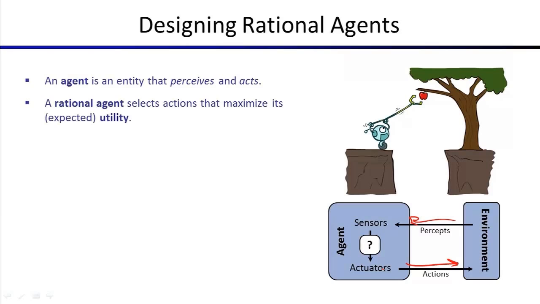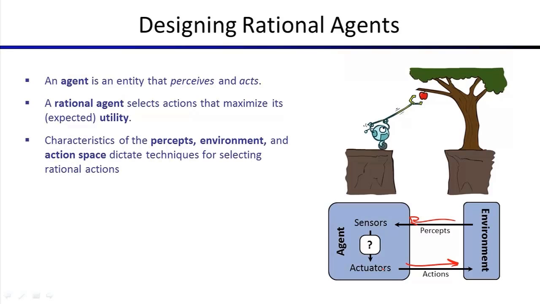Okay, so a rational agent chooses actions that maximize its utility. Since it doesn't know what's going to happen, like this agent's not really sure whether it's going to succeed, we have to talk about expectations. The characteristics of the percepts, the environment, the action space tell us how to solve the problem. If an agent can see everything, that's one thing. If the agent can't, that's another thing. So for example, if you think about a video game, sometimes you can see the whole board, sometimes there's a fog of war, and in general, you don't always have full information. The techniques you use are different, okay?